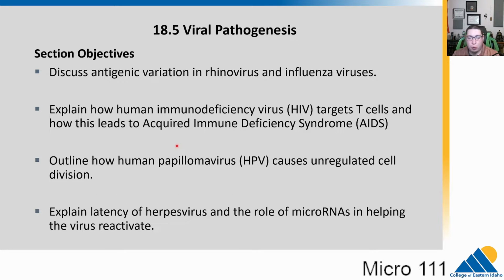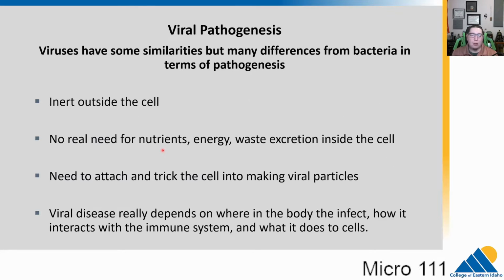Okay, in chapter 18.5, we're going to finish up by talking about viral pathogenesis. We're going to talk first comparing rhinovirus and influenza virus, talk a little bit about why one can kill you and why one won't kill you. We're going to talk about HIV and AIDS. We've talked about this before, but I want to tie it all back together. We will talk a little bit about human papillomaviruses and how they go about pathogenesis. And then we will talk a little bit about herpes viruses and latency, which is a fascinating process.